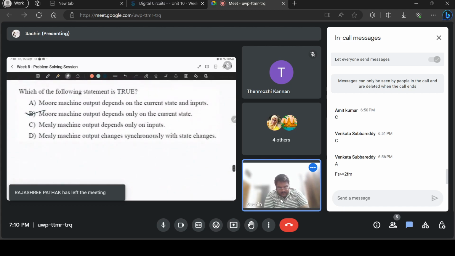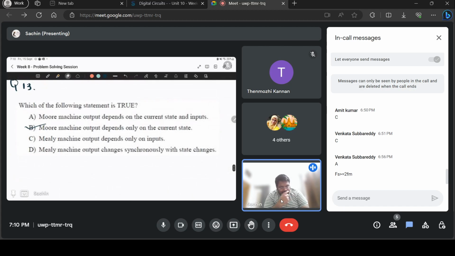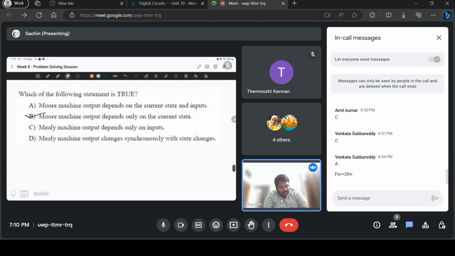Okay. Question number 13, which of the following statements is true? Moore machine output depends only on the current state, and Mealy machine output depends on inputs and the current state.